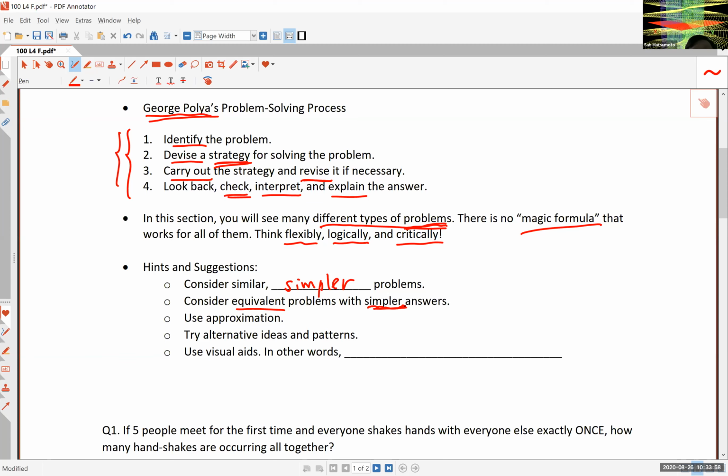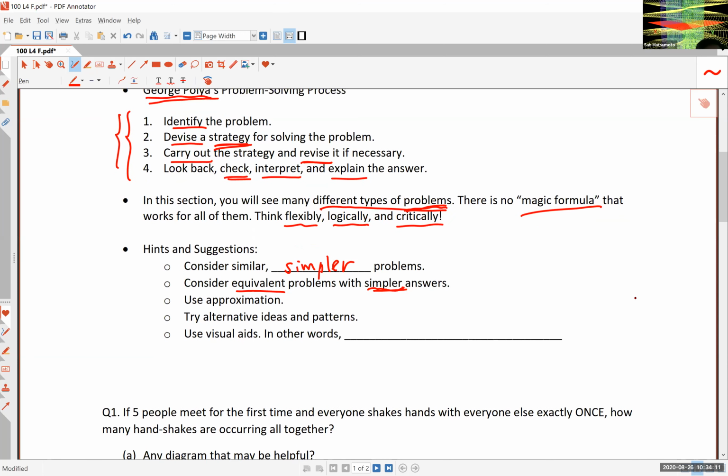So your answers may be very complicated and messy. Try to replace that 3.4372 megabytes with, let's say, what happens if it's 3? Try to make it simpler. Because once you find an answer to a simpler question, maybe you can find the answer for a more complicated question. Use approximation, all right?